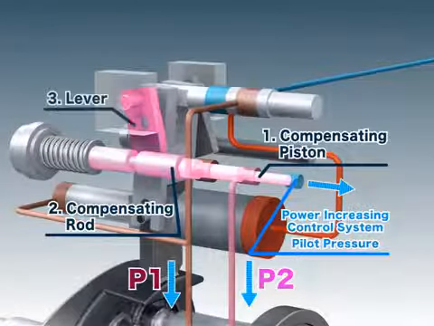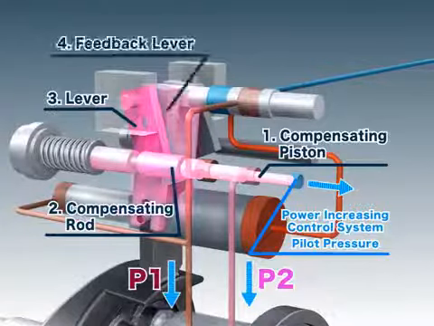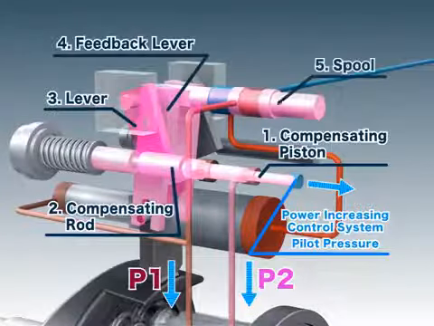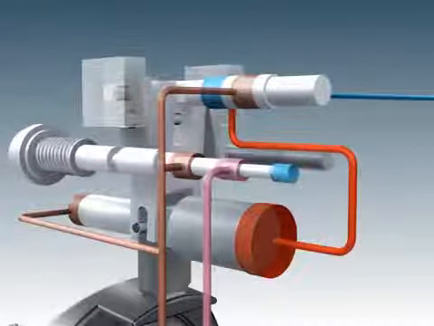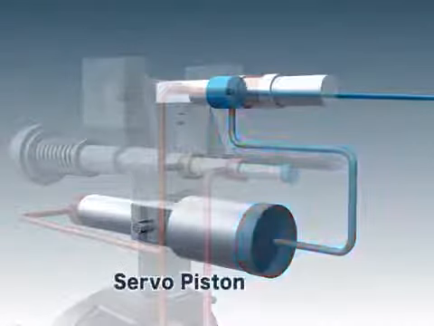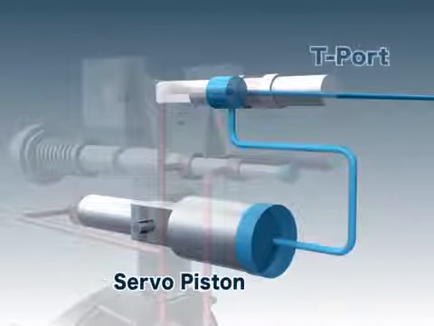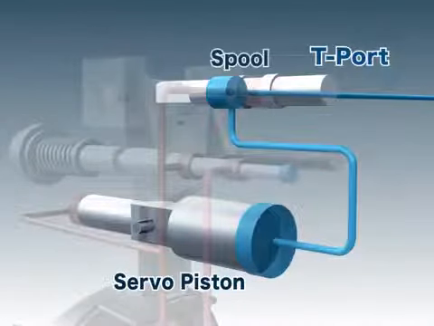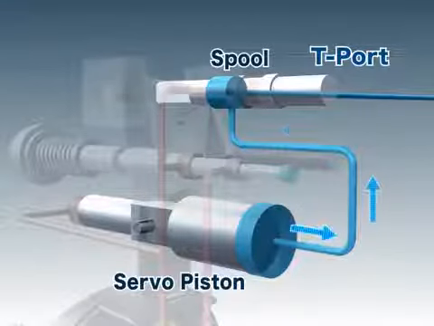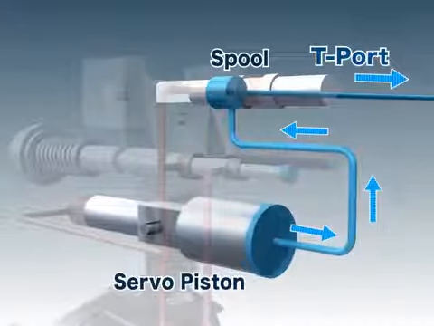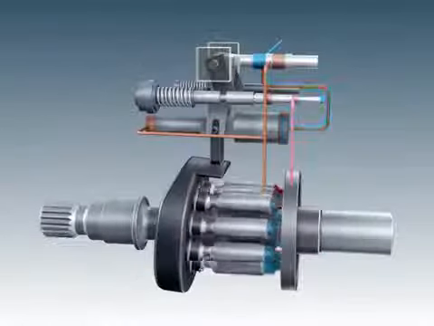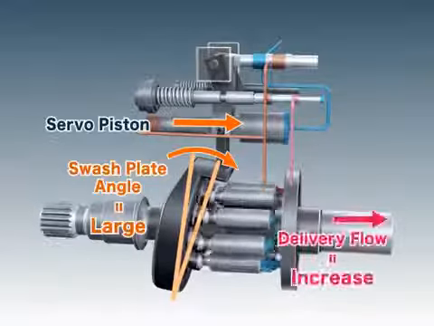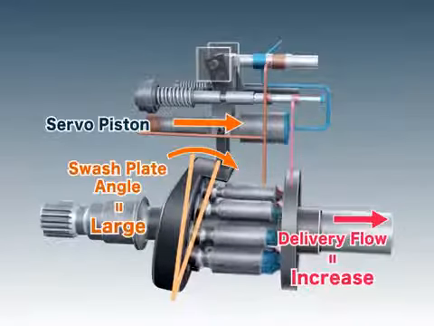As the compensating rod moves, the lever rotates, moving the feedback lever, which in turn moves the spool. As a result, the pressure within the larger side of the servo piston is released through the tank port, which then moves the servo piston. As the servo piston moves, the inclination of the swash plate increases, increasing the delivery flow.